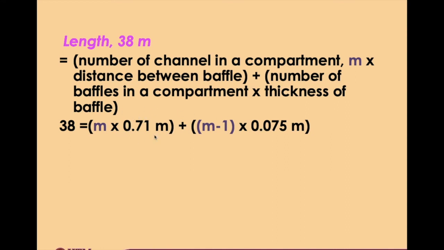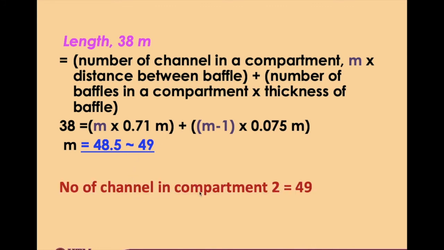So you are solving this M, and eventually you get your M to be 48.5 or 49 meters. So with that, you know that the number of channels in compartment 2 is a smaller number. It's 49 compared to the previous one, which was 63. For compartment 1, 63; compartment 2, 49. Is everyone still okay with the lecture? Okay, Alhamdulillah. I'm so happy to hear such response or feedback from you guys.